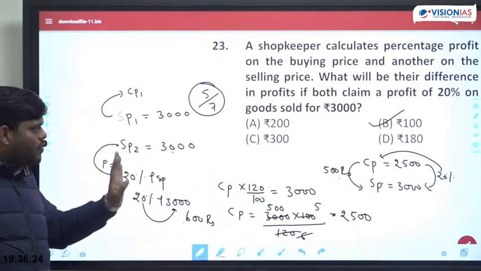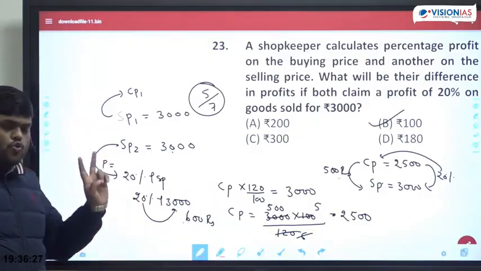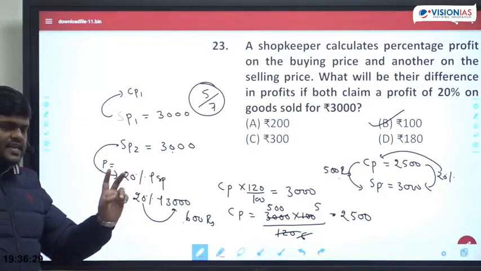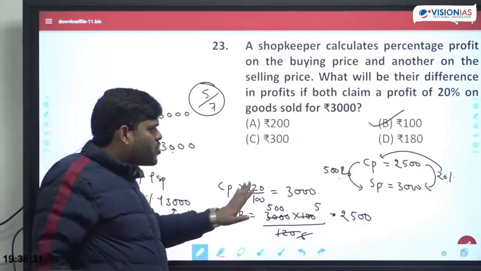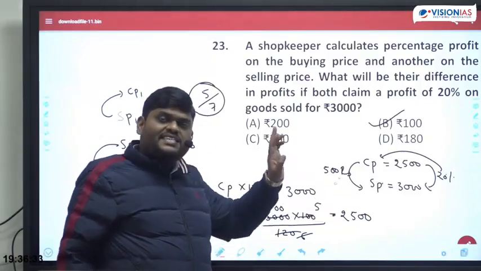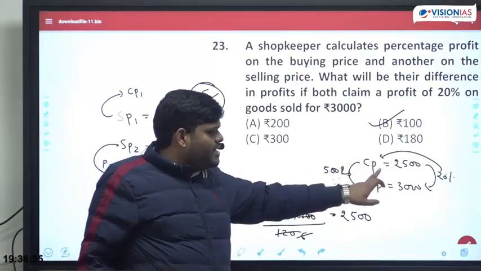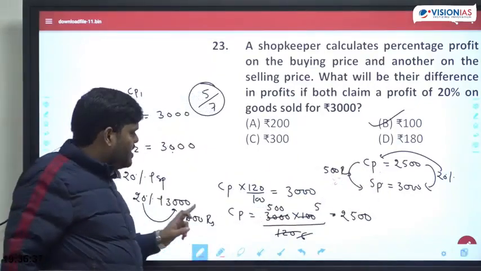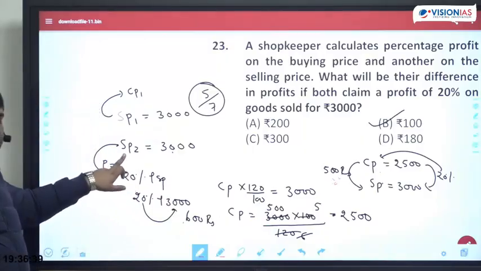Okay. Now I am repeating the question. Two shopkeepers are there. The first shopkeeper, what is he doing? He is calculating profit on CP. Another shopkeeper is calculating profit on SP.